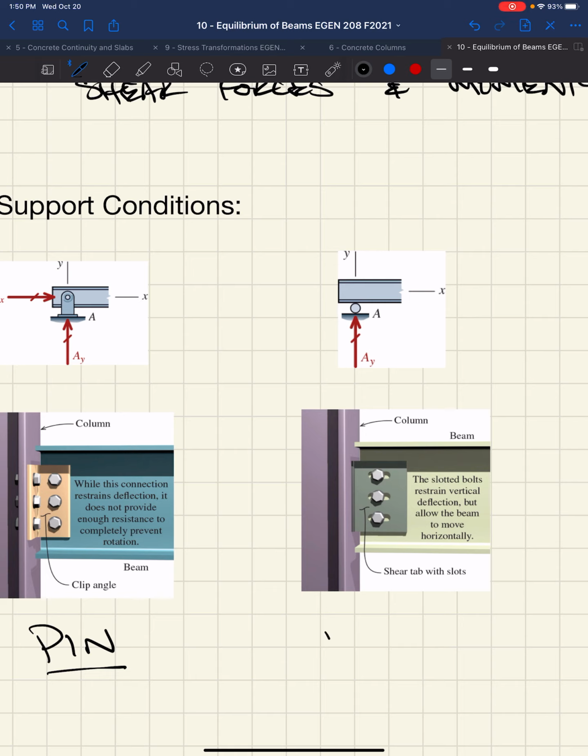Then we have our roller support. Our roller support is similar to our pin in that it has no rotational stiffness. It's not going to impose any restraint to the rotation of our beam at this point. But instead of how the pin fixes our beam translationally in all directions, now it's only going to be in the vertical sense. The beam can't move up or down, but it can slide horizontally.